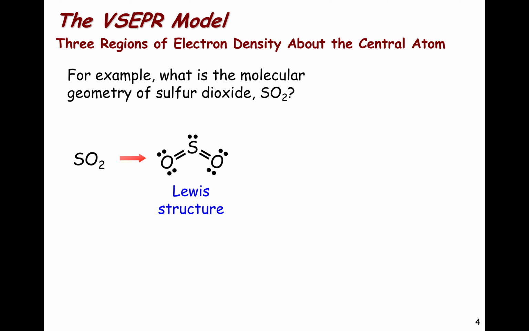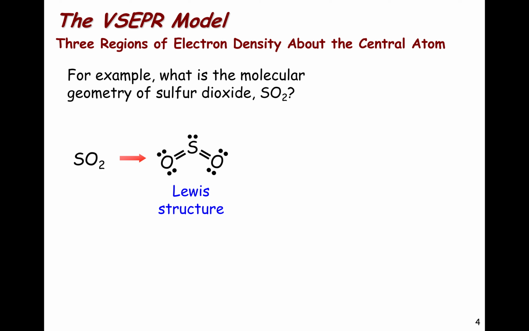As another example, we can take a look at sulfur dioxide. Sulfur dioxide has a Lewis dot structure as shown here. By having double bonds between the sulfur and both oxygens, we do violate the octet, but this is acceptable since sulfur is in the third period.